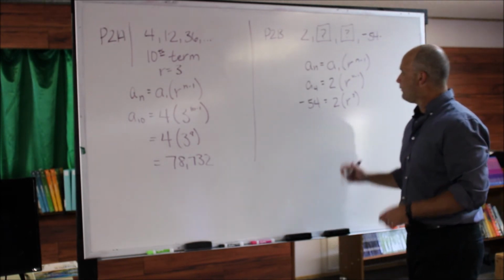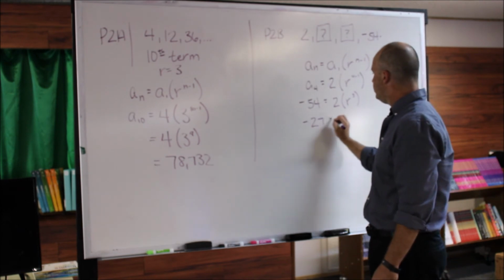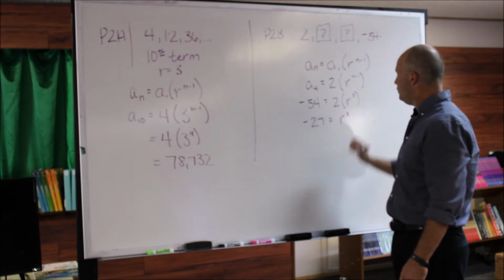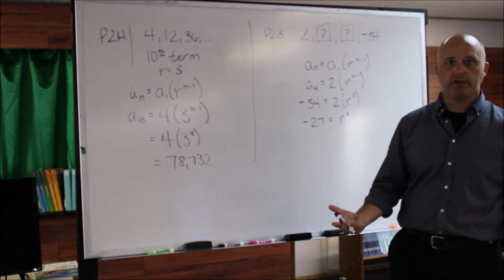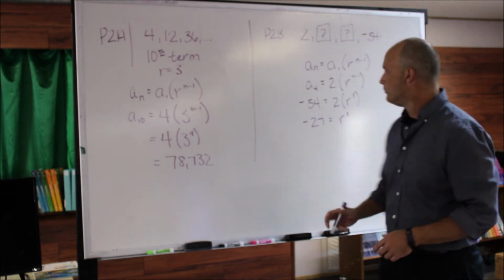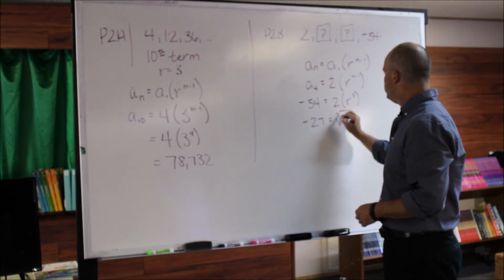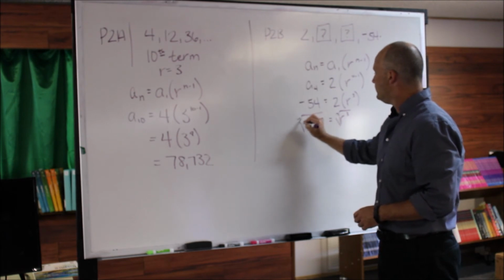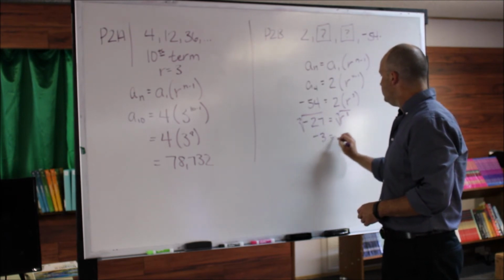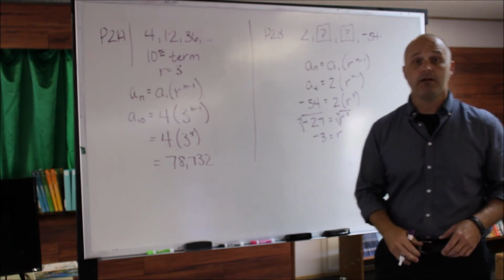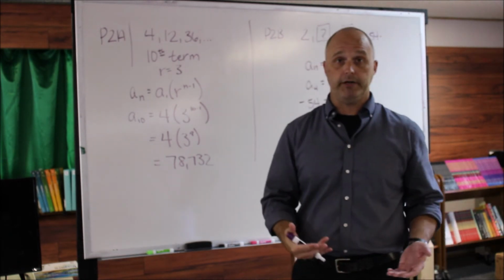So go ahead and divide out the 2, and we get negative 27 is equal to r cubed. Now, all we've got to do to isolate r is to take the cube root. So the cube root of both sides is going to give us negative 3 is equal to r. So that is going to be our common ratio, negative 3.